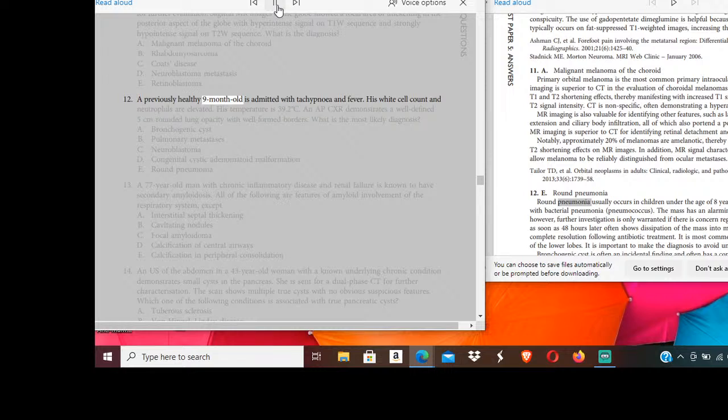12. A previously healthy 9-month-old is admitted with tachypnoea and fever. His white cell count and neutrophils are elevated. His temperature is 39.2 degrees Celsius. An AP CXR demonstrates a well-defined 5 cm rounded lung opacity with well-formed borders. What is the most likely diagnosis? A. Bronchogenic cyst. B. Pulmonary metastases. C. Neuroblastoma. D. Congenital cystic adenomatoid malformation. E. Round pneumonia.